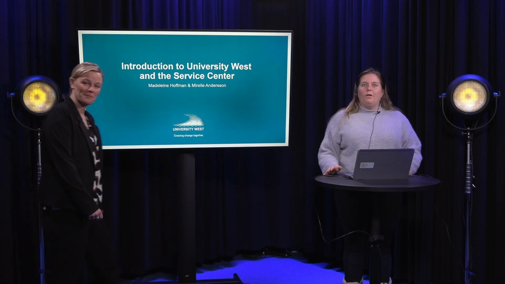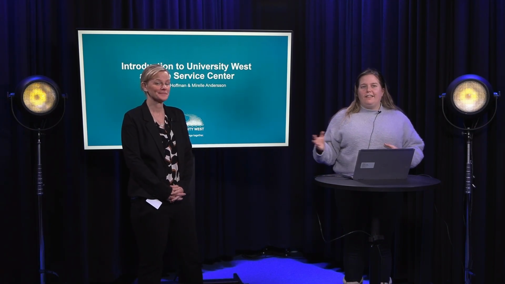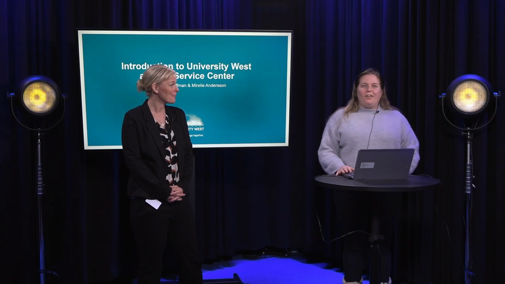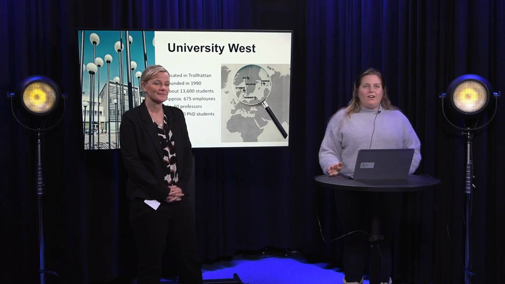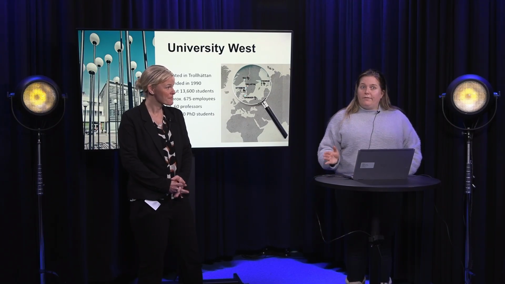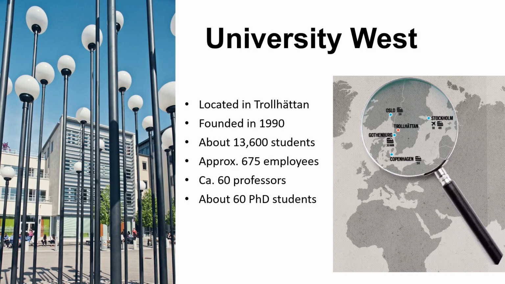So you're all probably wondering what's next? What should I expect at University West? So Mirel from Service Center has been kind enough to walk you also through the introduction of University West. So I can talk about the background of University West. So hopefully you know it's located in Trollhättan by now if you've applied. So it's a fairly new university. It was founded in 1990. Around 13,000 students, approximately 675 employees, around 60 professors, and 60 PhD students. So it's a smaller school, I would say, but that means more opportunities to be seen.